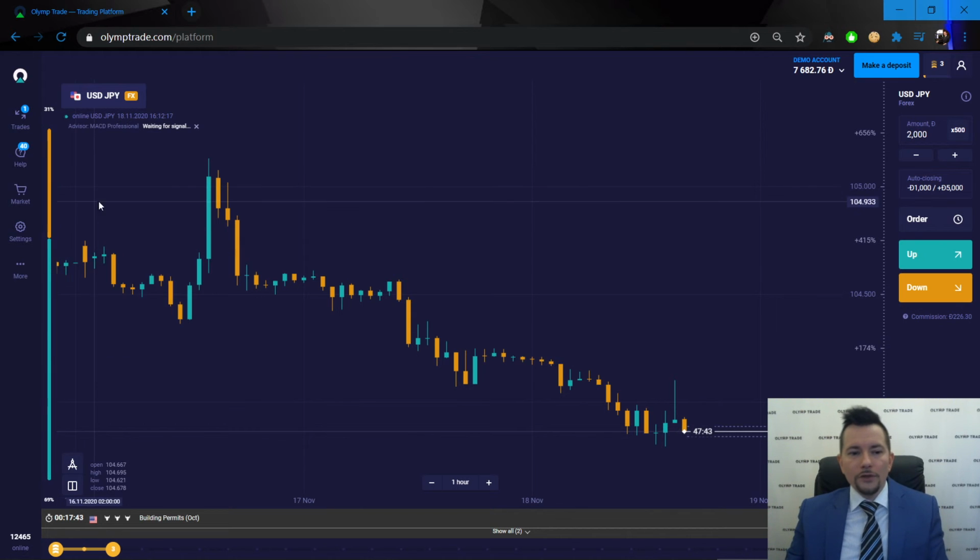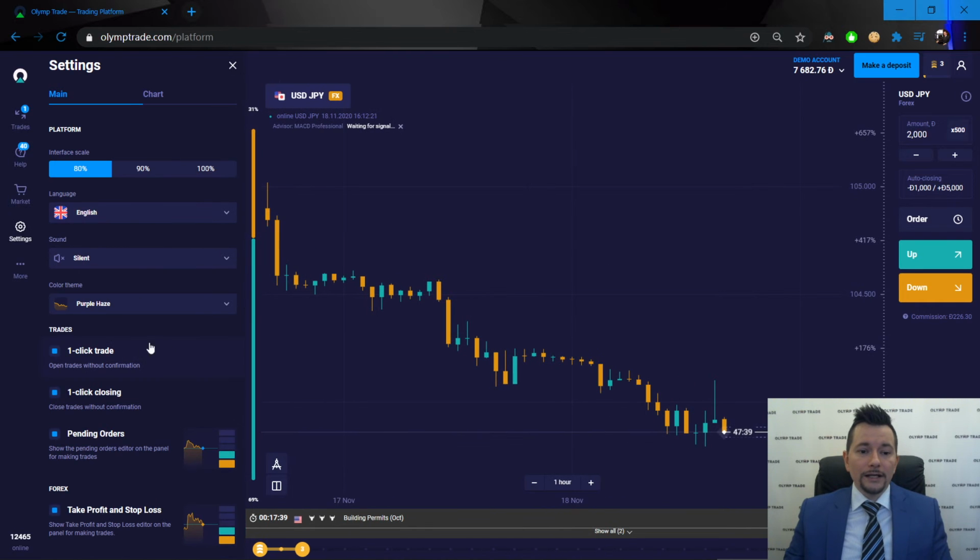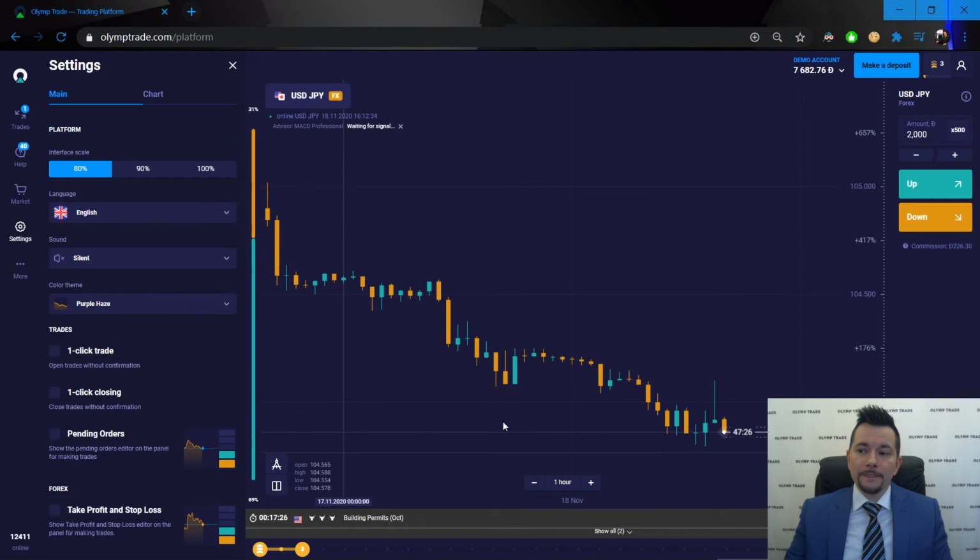Now, another thing, so let's turn on all the options. Let's turn on all the bells and whistles. Here, if you go to settings real quick, you want to go ahead in the main screen, click on one-click trading, one-click closing, pending orders, take profit, and stop loss. What is that? That is everything that you guys see here and right here. So if I click all of this off, see, we have just the price and then up or down.